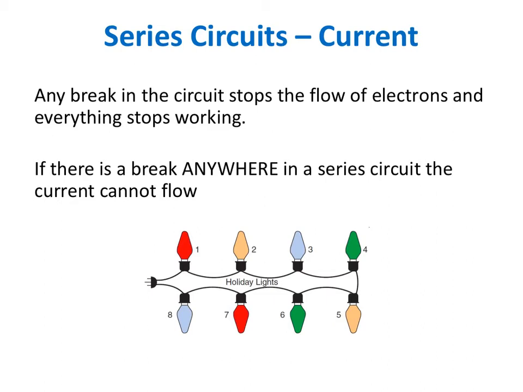So here we've got a set of Christmas lights in a sense at the bottom. So there is just one loop. If I just follow this around, it's one path, one loop. If any of these bulbs breaks, let's say number 2 broke, then all of the bulbs would stop working. So if there's a break anywhere in a series circuit, the current cannot flow.